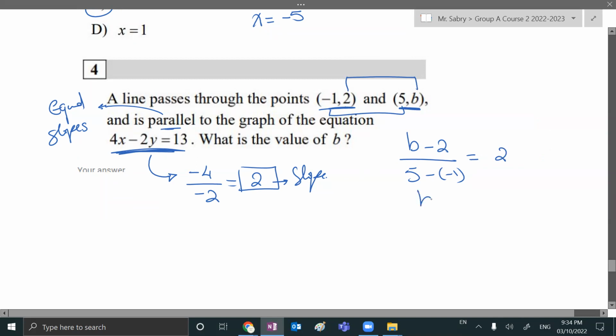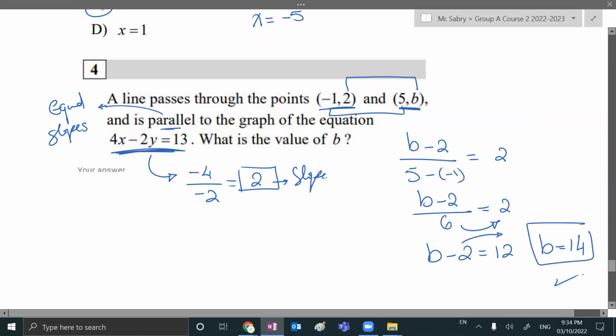Now let's solve the equation. So b minus 2 over 6 will be equal to 2. I'll move the 6 to the other side. So b minus 2 will be equal to 12. -2 moves to the other side. So b is equal to 14. And that's my final answer. That's the value of b.